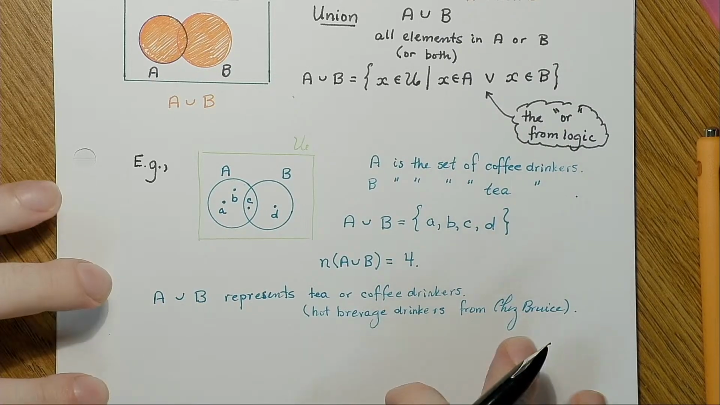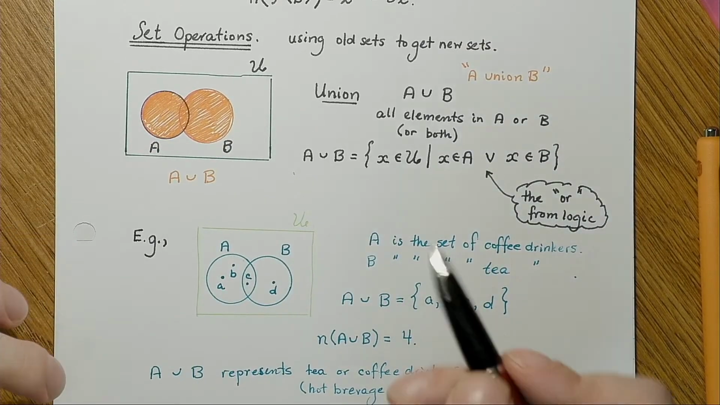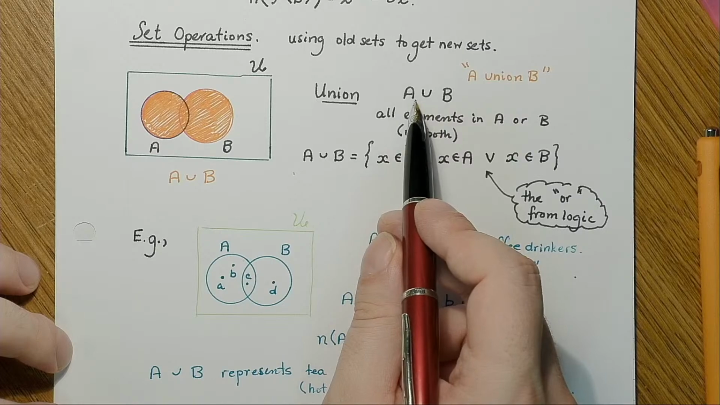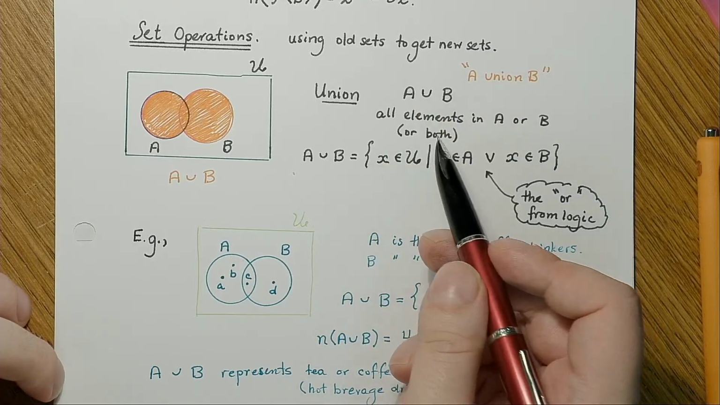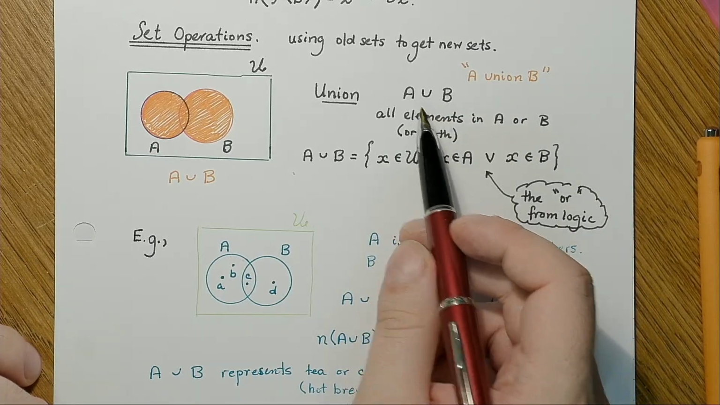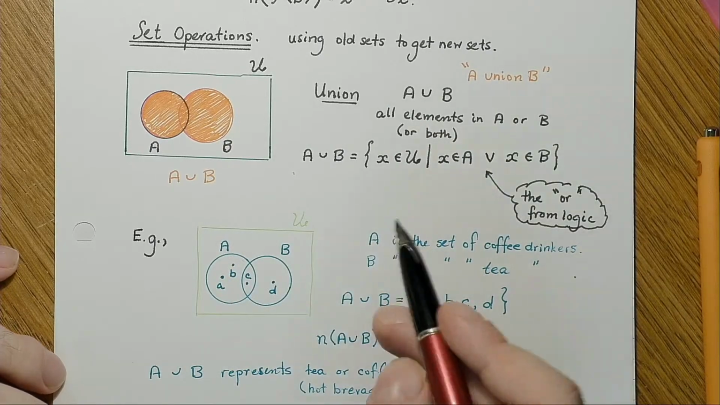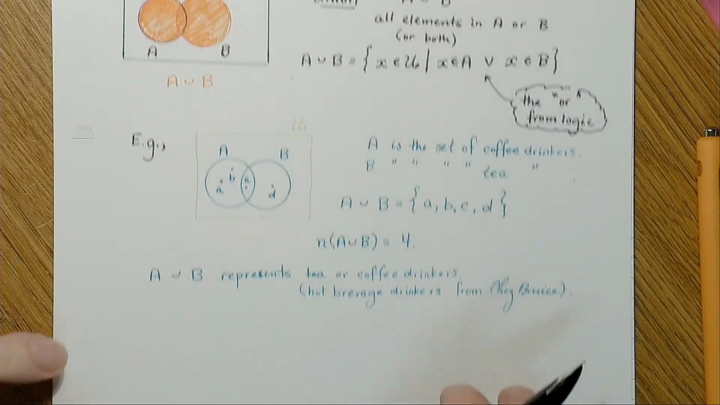So that's the way we can combine sets. I can take two sets that I already have, combine them together with the union, and create a new set. And that's the set A union B.